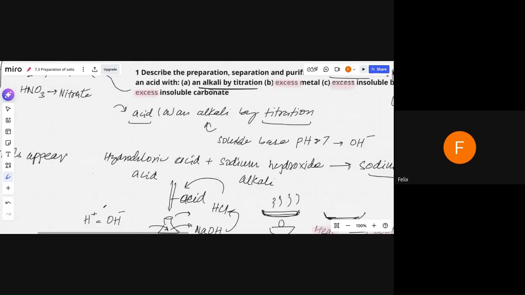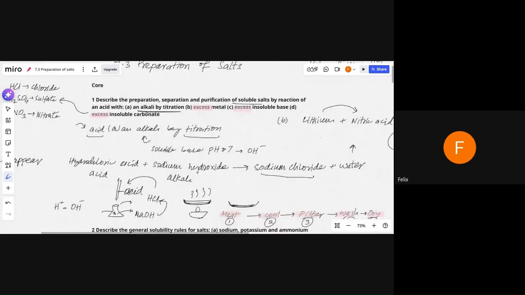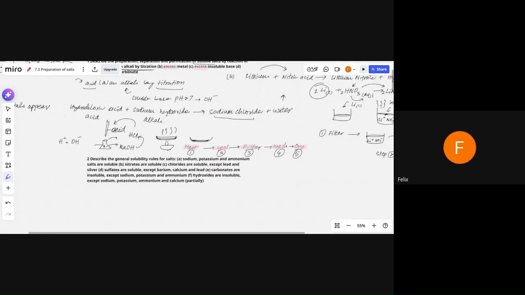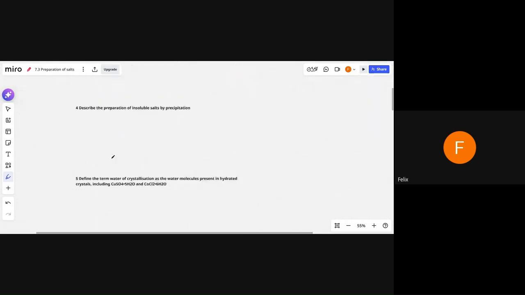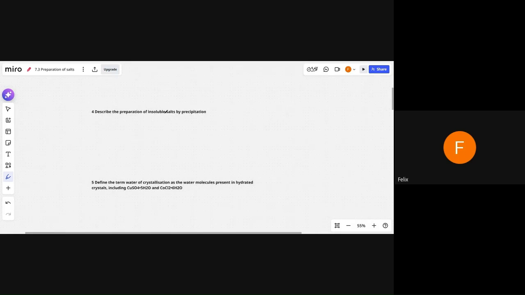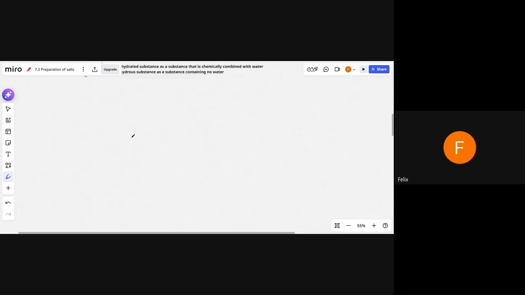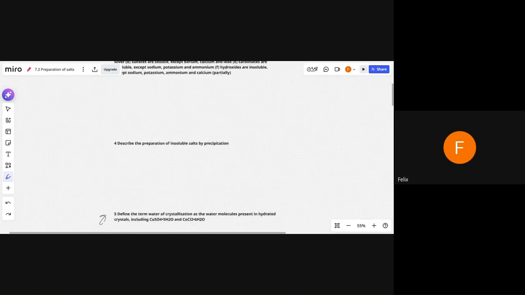So this was our lesson. This topic is a bit lengthy. Now we have solubility rules, which will be covered in the next one, right? And then for extended, students describe the preparation of insoluble salts by precipitation. So these two topics, topics number 5 and 6, I believe, are from the extended syllabus, right? These will be discussed in our upcoming lesson.